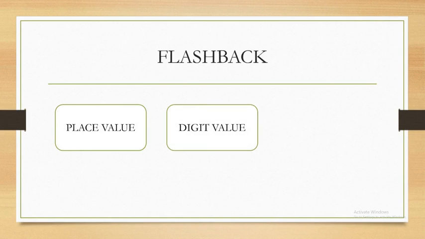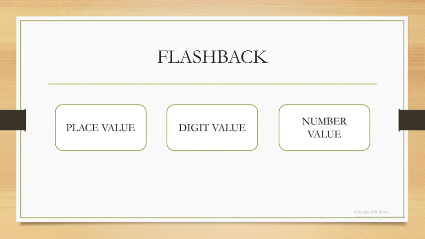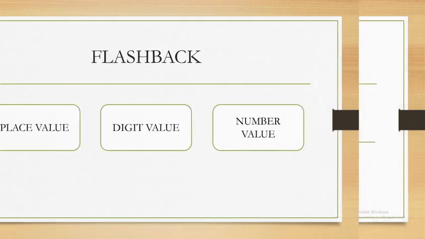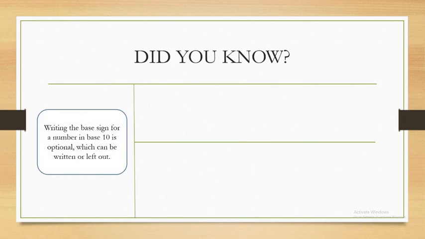First is place value, second is digit value, third is number value. What is place value? Each number base has its own place value, depends on what's the number of the base. Digit value is the value of the digits of a number base, and the number value is the addition of the digit value of a number base.